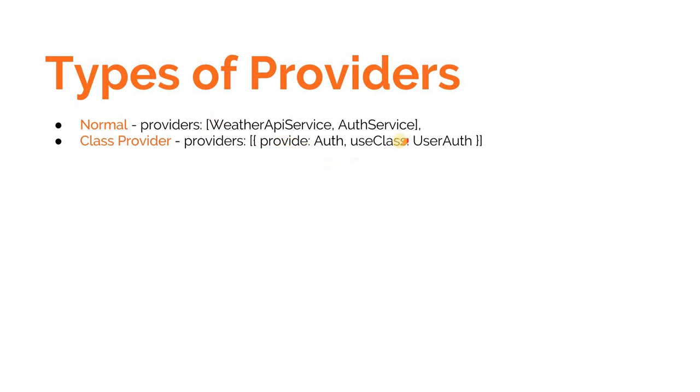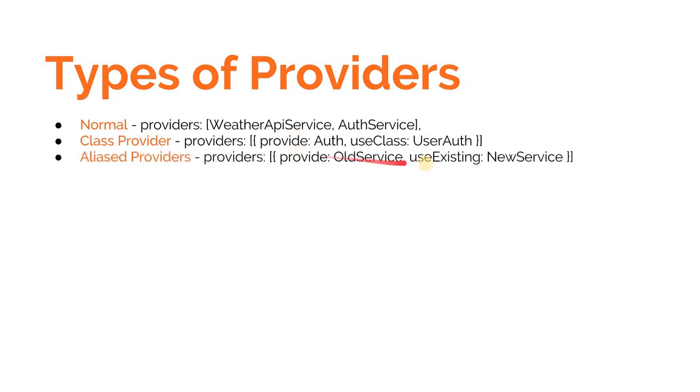So if we had a class and we wanted to use that class with a particular token, like so, we can use it in that way as well. So if we have a user class and we wanted to use it as auth, then that is something that can be done using the class provider, or providing a particular class as a dependency. Then we have alias providers wherein we can use this useExisting key and provide the value of a particular class that we want to inject, but as a dependency that we have specified here in the token, that is the old service.